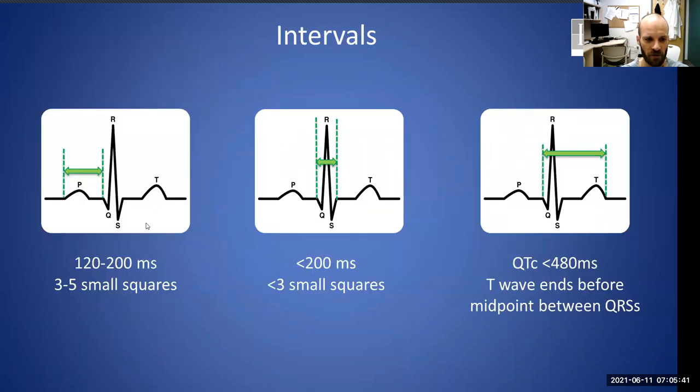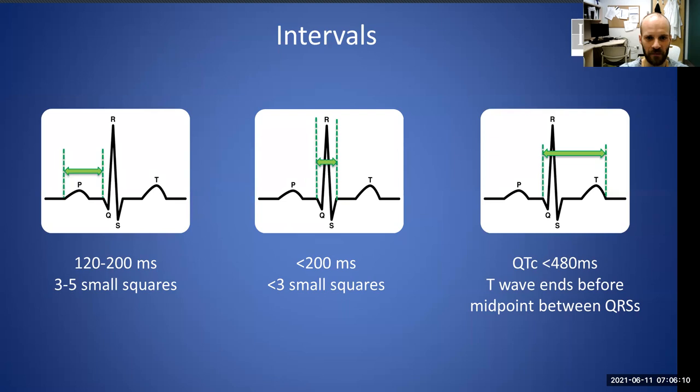We talked about intervals. We talked about the PR interval, the time from the onset of the P wave to the start of the QRS complex. That should be between 3 and 5 small squares, or 120 to 200 milliseconds. We looked at the duration of the QRS complex, which would normally be less than 3 small squares. And we looked at the duration of the QT interval. We talked about those as ways that we could start to approach the ECG.